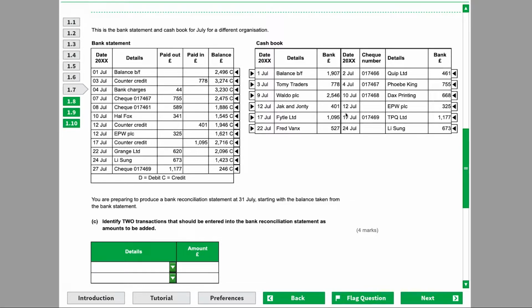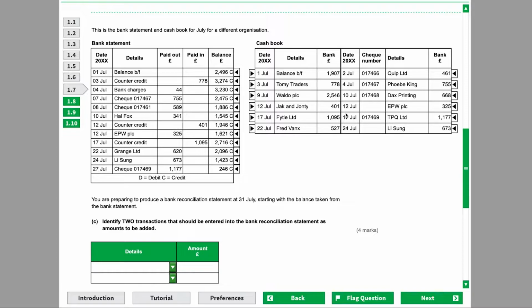Now, if it's amounts to be added, it would be referring to income. Therefore, we're looking for two income items. So step one here would be similar to what we've done previously, which is to match up the transactions between the bank statement and cash book. So remember what I said with regards to the opening balance. If they don't match up, then look for another transaction early on in the bank statement to add to the opening balance and see if it then matches the cash book opening balance.